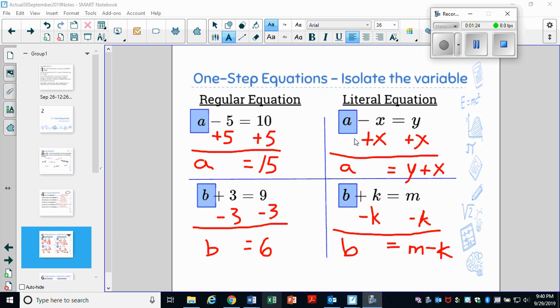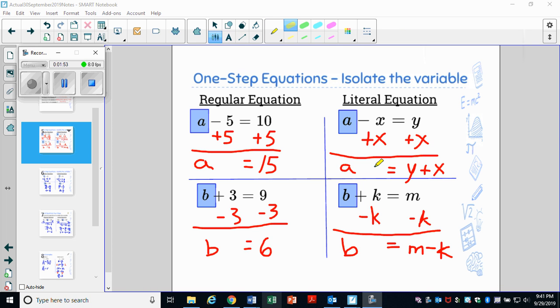Now, what if we were dealing with all variables? Well, we first have a minus x equals y. Similar to the a minus 5 equals 10, we will add x to both sides. The reason being, when we add x to both sides of the equal sign, a is isolated, and you have y plus x. For this same problem, you could also say a equals x plus y, because remember, when you add two numbers, the order does not matter.